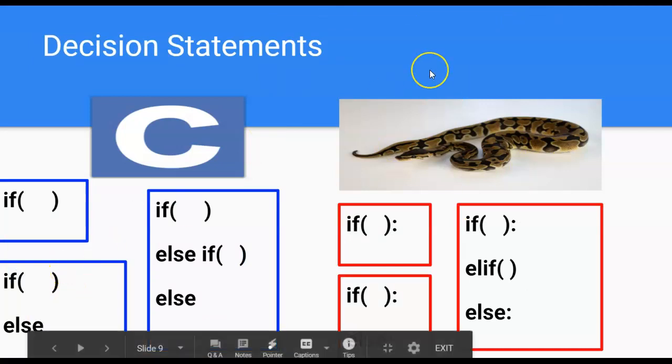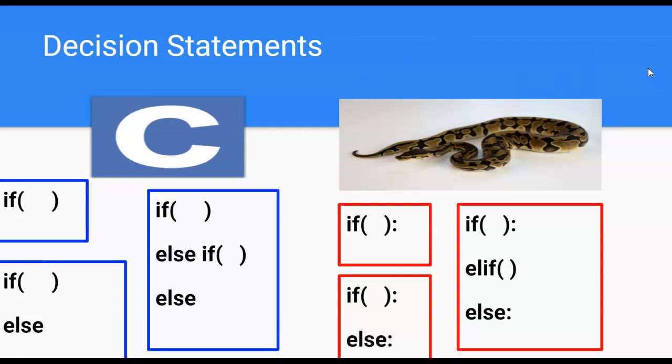In C and in Python, we have what's called decision statements. And those decision statements are very similar. In C, it's the if, and in Python, it's the if. Notice one of the big differences: in C, there's no colon after the right parenthesis. In Python, there is. So that colon is a Python-only thing.